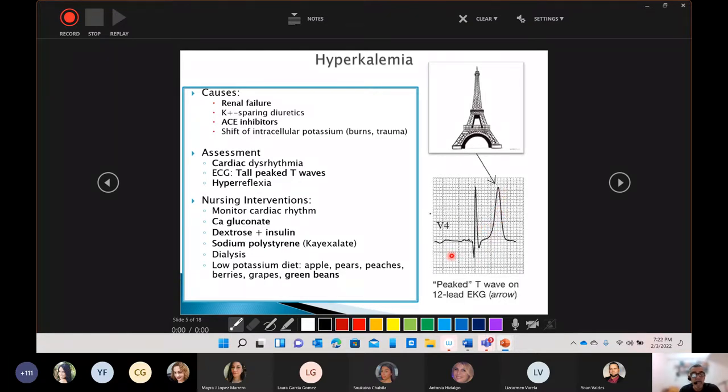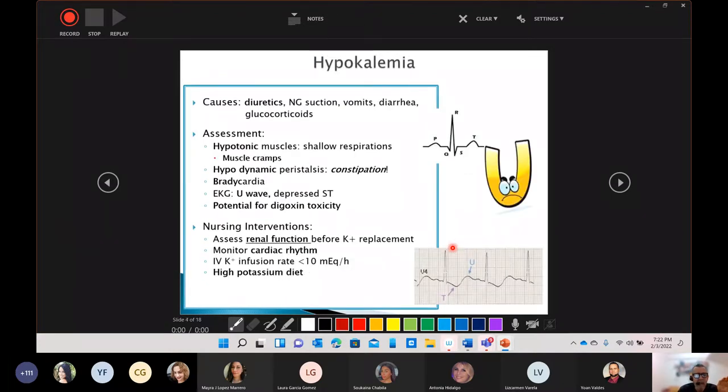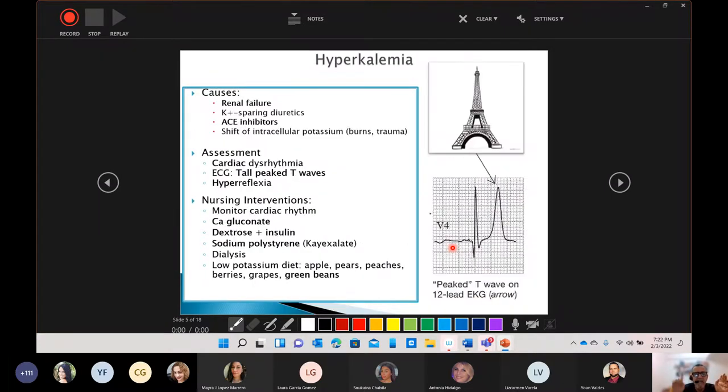Later, when the potassium is too high, then it will become the widening of the QRS, prolongation of the QT, flattening of the P wave, but this is too much. The one that I need you to remember is the U wave in hypokalemia and the tall peaked T wave in hyperkalemia.